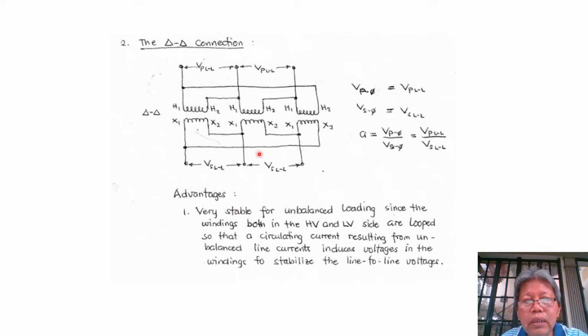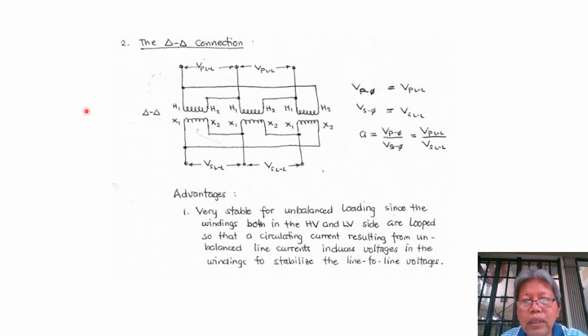Now, the second type of connection is the delta-delta connection. We connect the primary windings in delta and the secondary windings also in delta. So we have this symbol delta-delta. Now, to make the delta connection at the primary, you have to connect H2 to H1 of the second transformer and bring that out as a line or as a terminal, and then we connect H2 of the second to H1 of the third, then bring that also outside as a terminal. Then also H2 of the third will be connected to H1 of the first, so we have another line here.